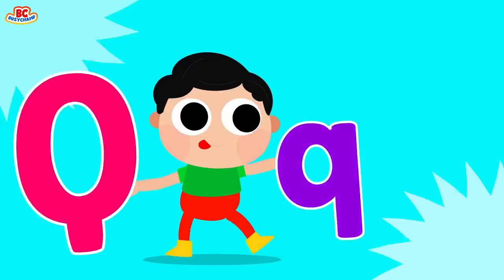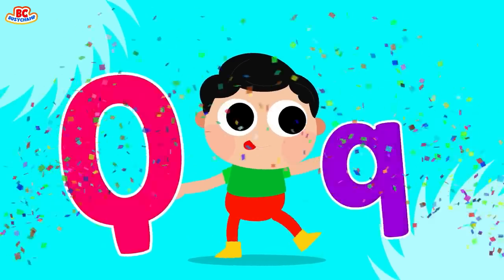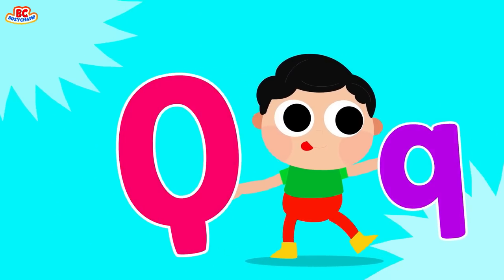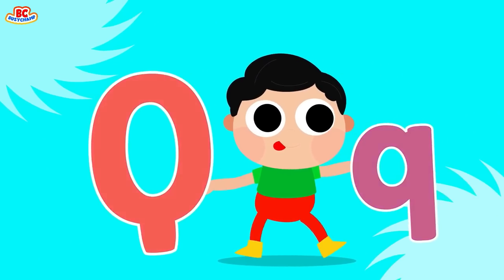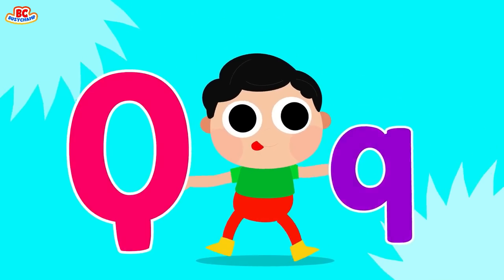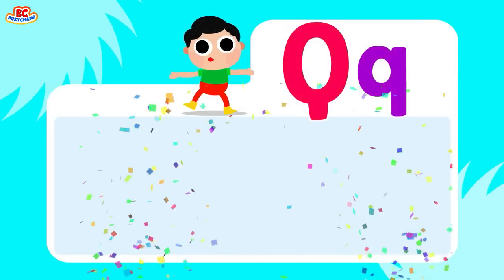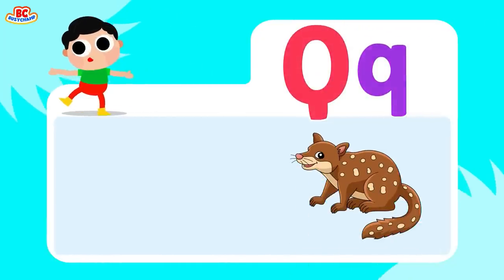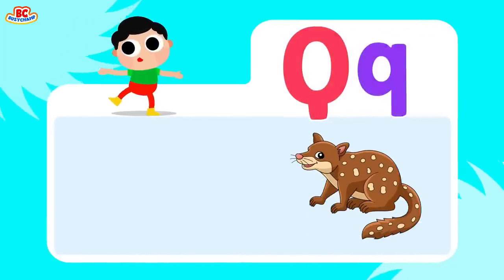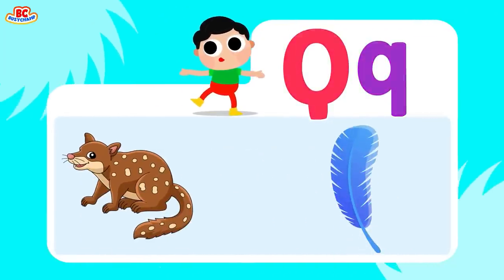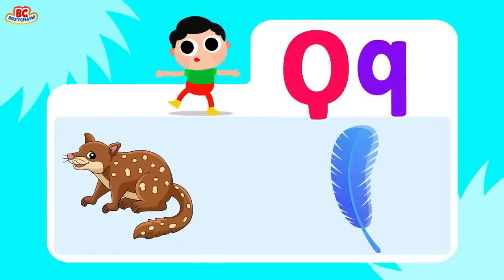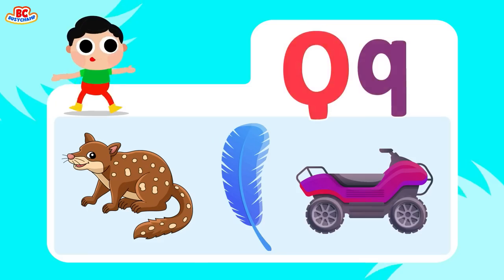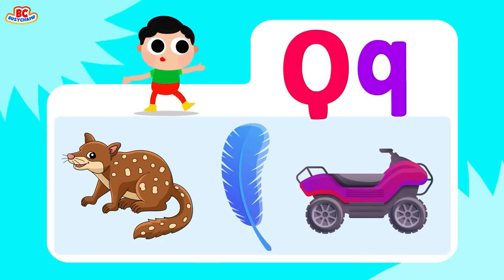Which alphabet can you see in my hands? I have the letter Q in my right hand and it sounds qua in my left hand. And there are so many words that begin with letter Q. Q called quail. Qua, qua, quail. Q called quill. Qua, qua, quill. Q called quad bike. Qua, qua, quad bike.